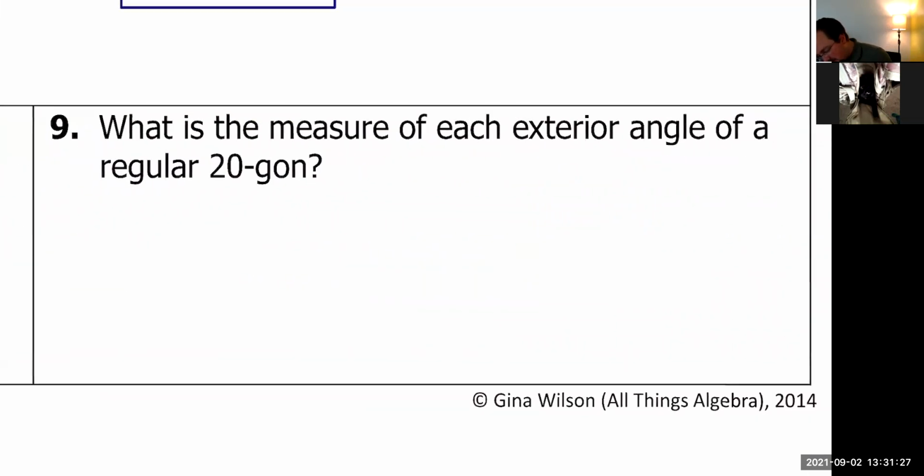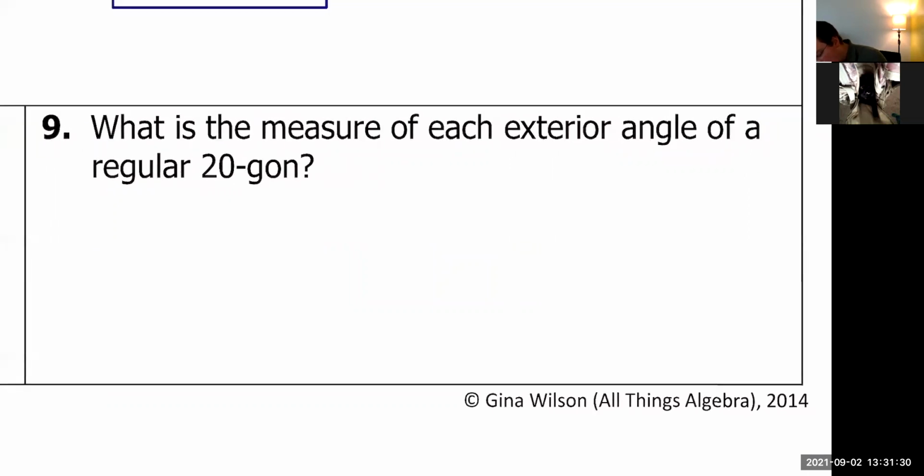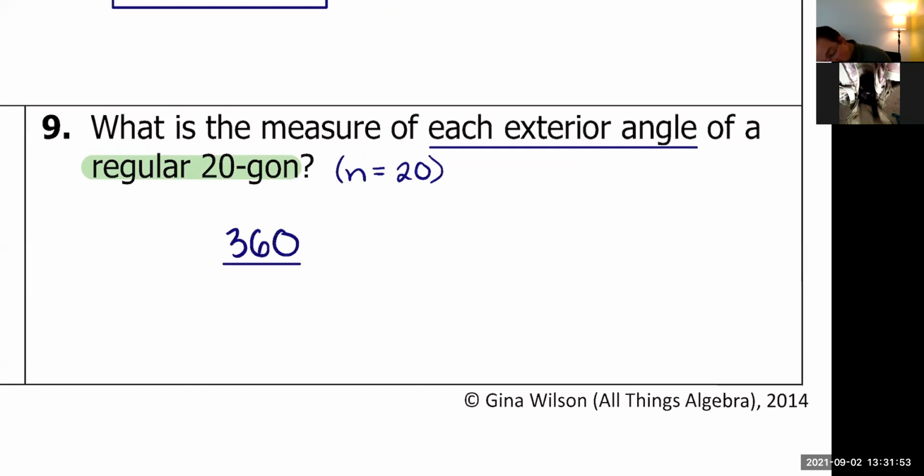Number 9, though, this one actually has me using a little bit of work. It says, what is the measure of each exterior angle of a regular, it's important that it's regular, 20-gon. So that means it's got 20 sides. Is it 360 divided by 20? It is absolutely 360 divided by 20, because we know that the sum of the exterior angles is always 360. If there are 20 of them and we have to divide them evenly, we just do exactly that. You said 18? Yeah, 18 degrees.